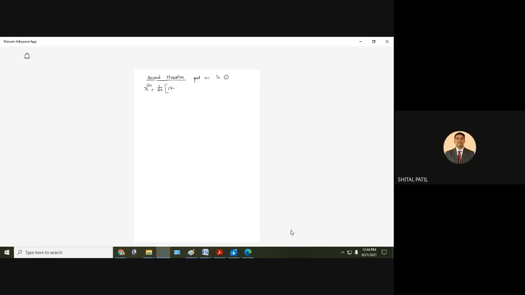Modification. Substitute the values. These are modified values. Yes, see what are the values of the second iteration. Cross check your answer.